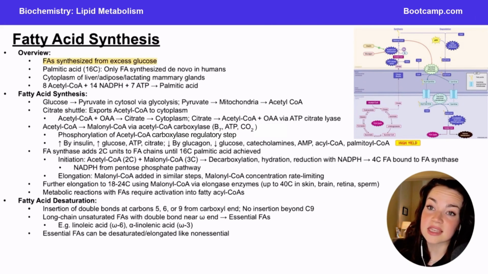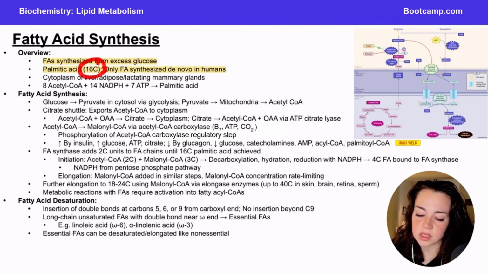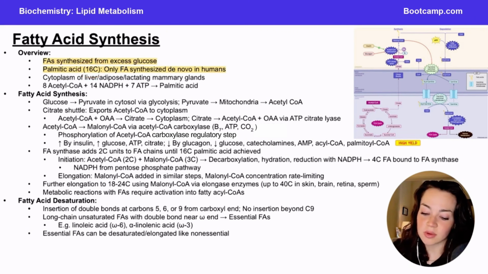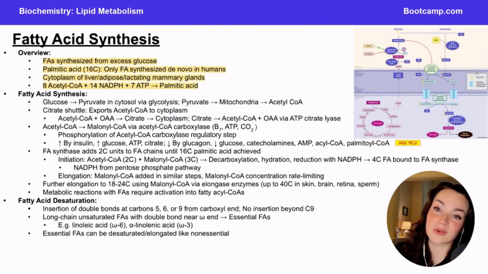So the only fatty acid synthesized de novo in humans is palmitic acid. And palmitic acid is 16 carbons long, and this is going to be the primary end product for our fatty acid synthesis pathway. Once you have the 16 carbon palmitic acid, your body can do other elongations and manipulations to it, but this palmitic acid is the primary end product you're going to be focused on for now. It's going to take place in the cytoplasm of the liver, the adipose, as well as lactating mammary glands. And the reactants that we're going to feed into this reaction to get that palmitic acid are 8 acetyl-CoA, 14 NADPH, and 7 ATP for every palmitic acid chain. And you're unlikely to be tested on those numbers, just understand the reactants and the products.